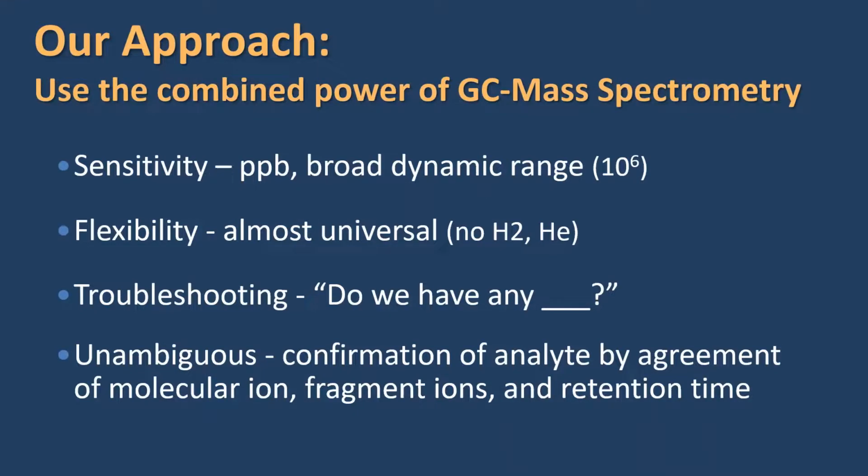So what's our approach? Our approach is to use the combined power of GC mass spectrometry plus a couple of other detectors to produce something that's really sensitive and comprehensive. So sensitivity, we need to go down to the part per billion range. A lot of these catalyst poisons are really effective, and people are quite interested in knowing exactly what those levels are. Mass spec can do that. It has a broad dynamic range of 10 to the 6th. We're looking for something which is flexible, almost a universal detector. For mass spec, we can do everything except hydrogen and helium. So while those two molecules are very light for the 99.99% of the world we need to address, mass spec is essentially a universal detector.